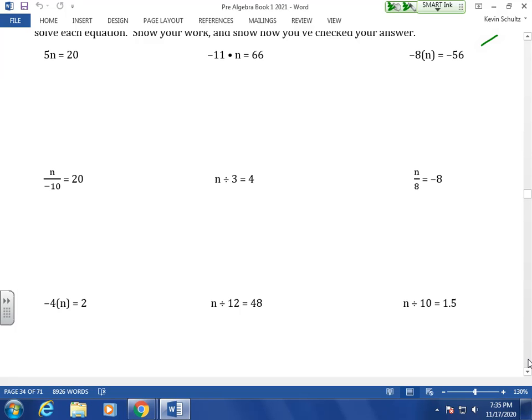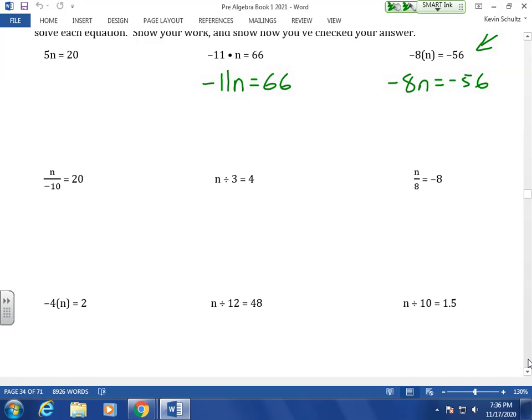Here, I'll go over this one. I imagine if I asked for any for the board, you'd say the last one in the first row because it looks different. Remember that parentheses is just another way to show that you're multiplying. So you could rewrite this, negative 8n equals negative 56, no problem. Same thing here with this dot, right? Negative 11n equals 66. Those two things mean the same thing, a dot, parentheses, or whatever.